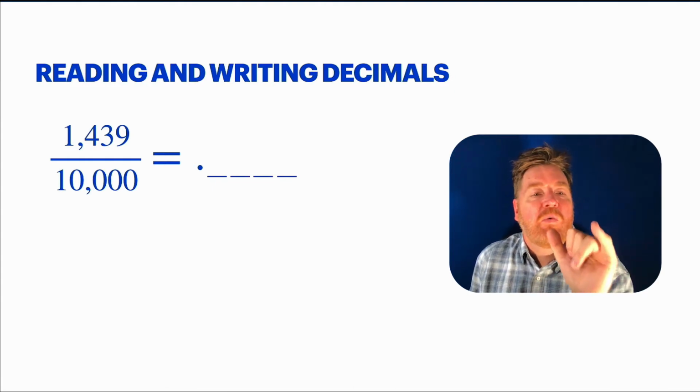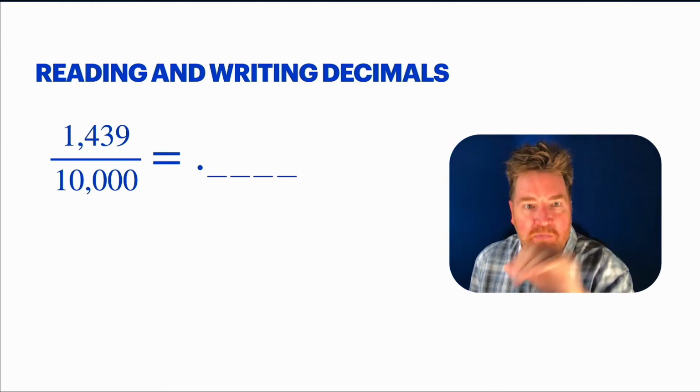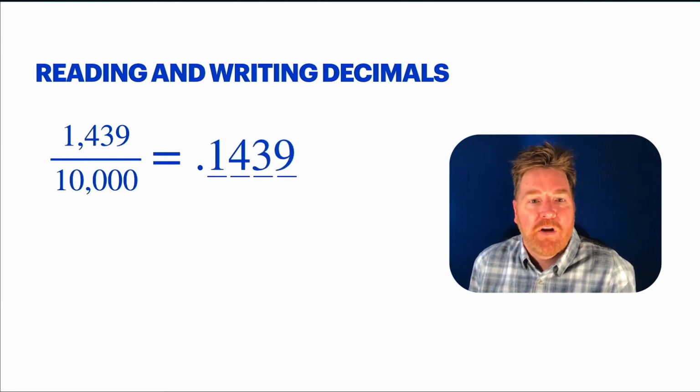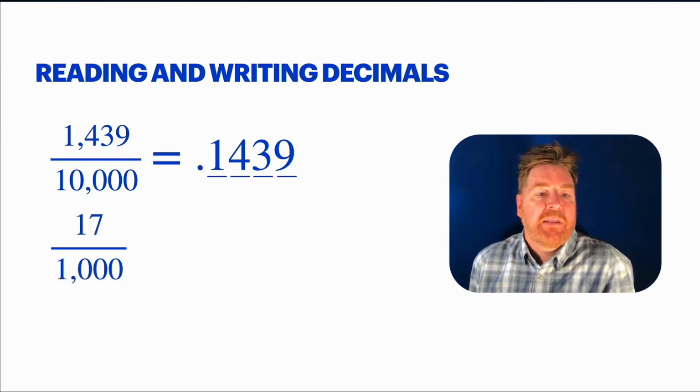And if you notice, we've got 1,439. We can just put each of those right in that spot. 1,439 10,000ths. Okay? How about this one?